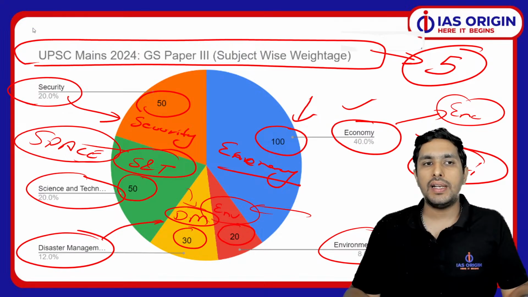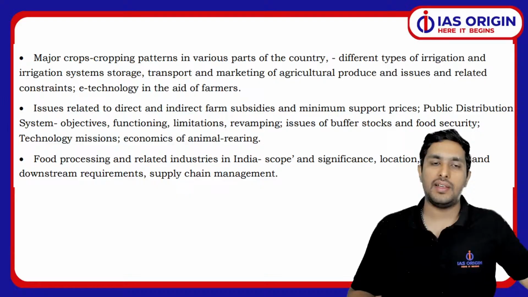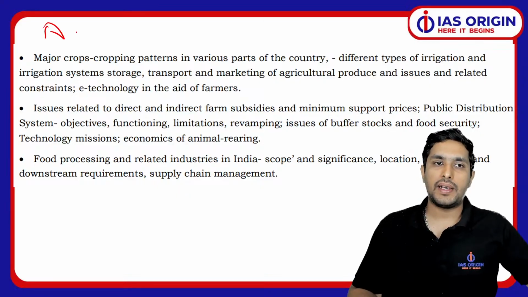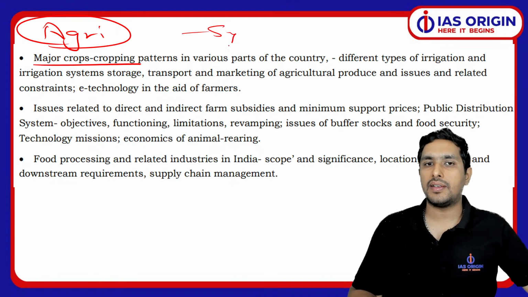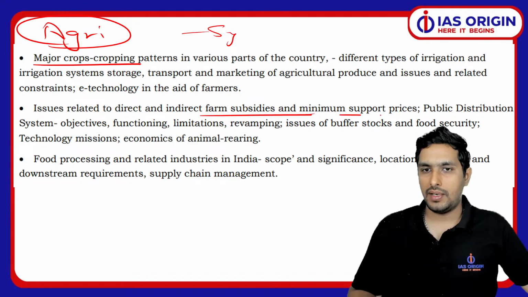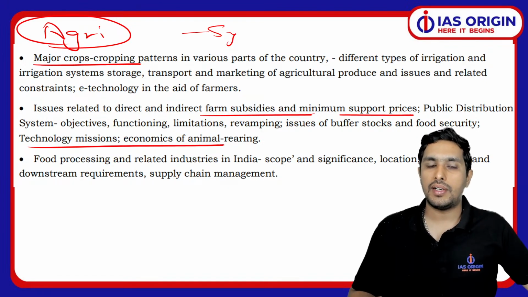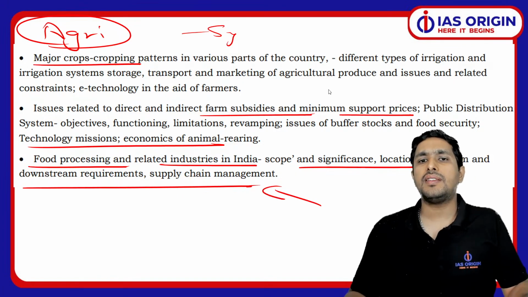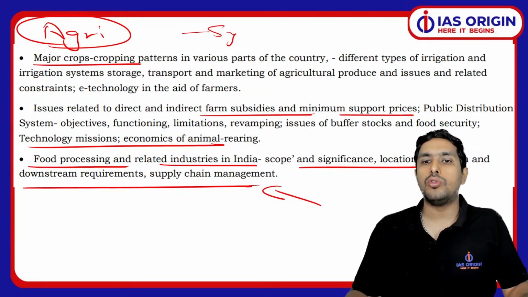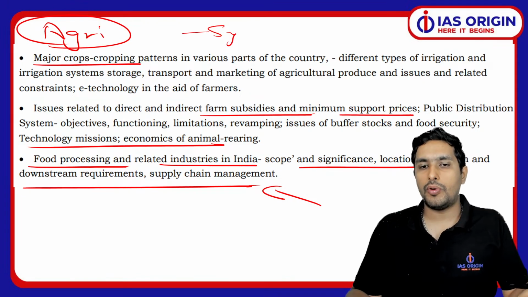But before all that analysis, it's very important again to decode the syllabus first. So what does the syllabus say, like the agriculture part. अब agriculture part में they're asking you about the major cropping pattern. Like this is the syllabus. Got it? Then you have farm subsidies, minimum support price, all these kind of things. Then you have food processing related industries. What is the scope? All these kind of things, because it's a sunrise industry. It is an industry which is bound to grow. So how exactly can it grow? That is also a point we have to understand.